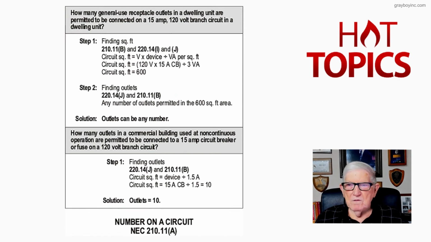Now let's look at this video 10-5B, and it goes through the calculation procedures. Now notice the question is, how many general purpose receptacle outlets? Now remember, that's 2 or more receptacle outlets, or receptacle outlets and lighting outlets, or appliance outlets if they may be involved there, in a dwelling unit are permitted to be connected on a 15 amp 120 volt circuit in a dwelling type unit. Now we look at 210.11B as in boy, as well as 220.14 I and J is our key.